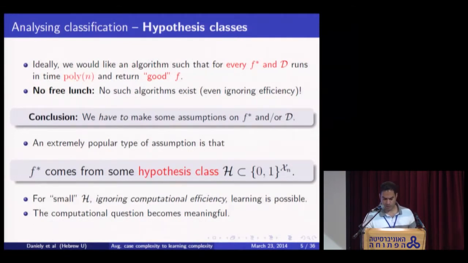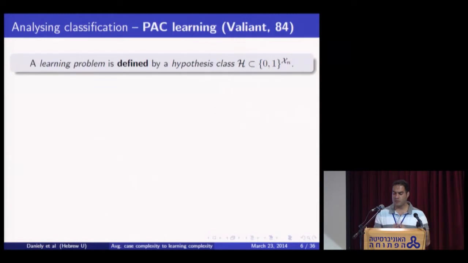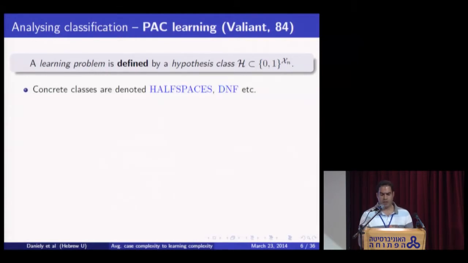Okay, so let's introduce that more precisely. So this is the PAC model. It was introduced by Valiant in '84. And till today, this is the basic model in which machine learning, and more particularly classification, is studied in theoretical computer science. So a learning problem is defined by a hypothesis class H. Whenever you give me a hypothesis class H, it defines a learning problem. We will denote concrete hypothesis classes by informative names like half spaces, DNF. I'll introduce those classes in the next slides.